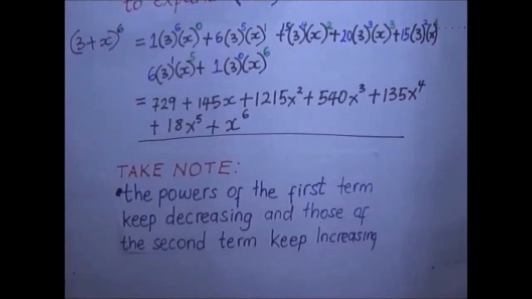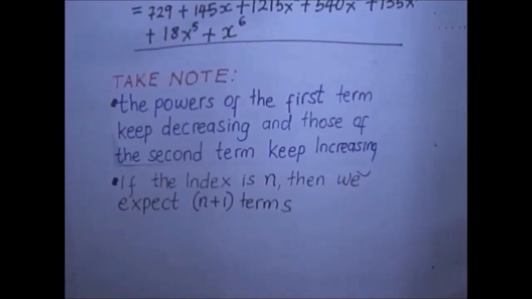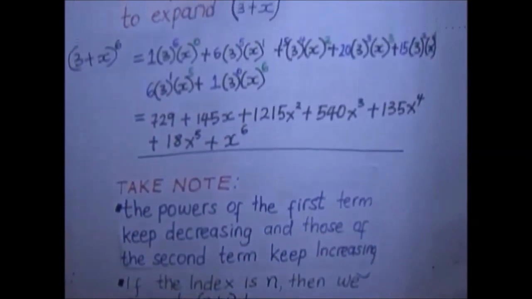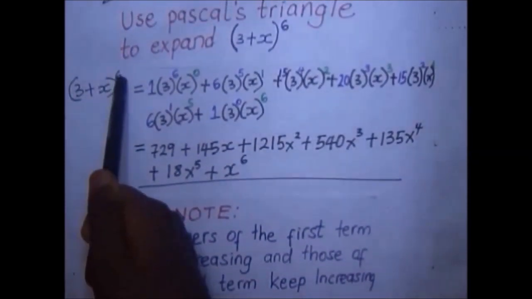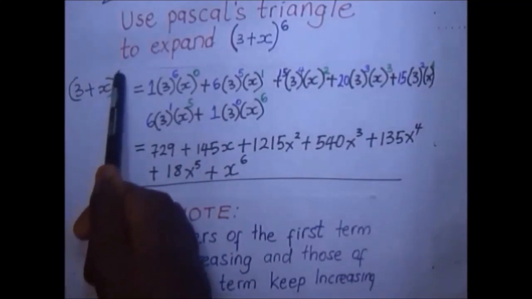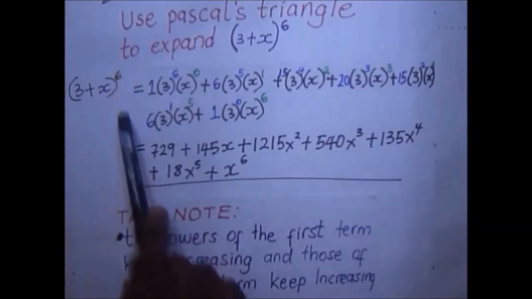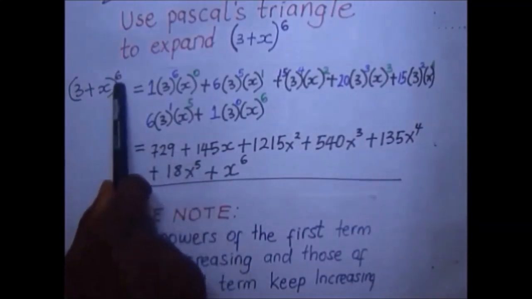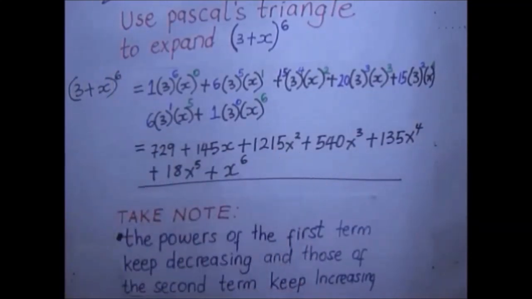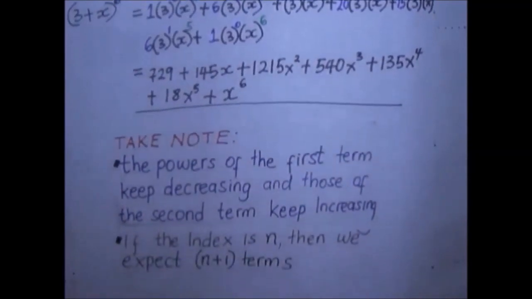Okay? And then the other fact you need to know: if the index is n, then we expect n plus 1 terms. For instance here, the index is 6. So if the index is n, the number of terms we expect is n plus 1. In this case, because the index is 6, the terms are 7. That is what it simply means.